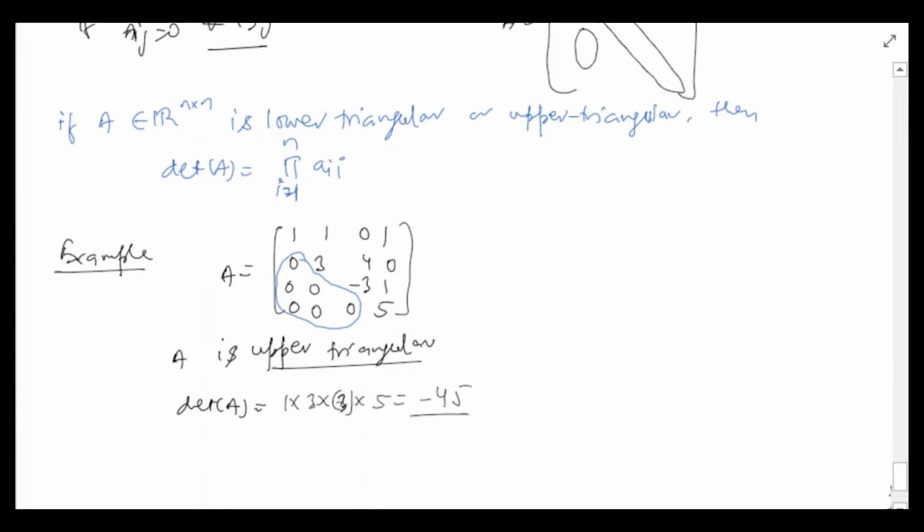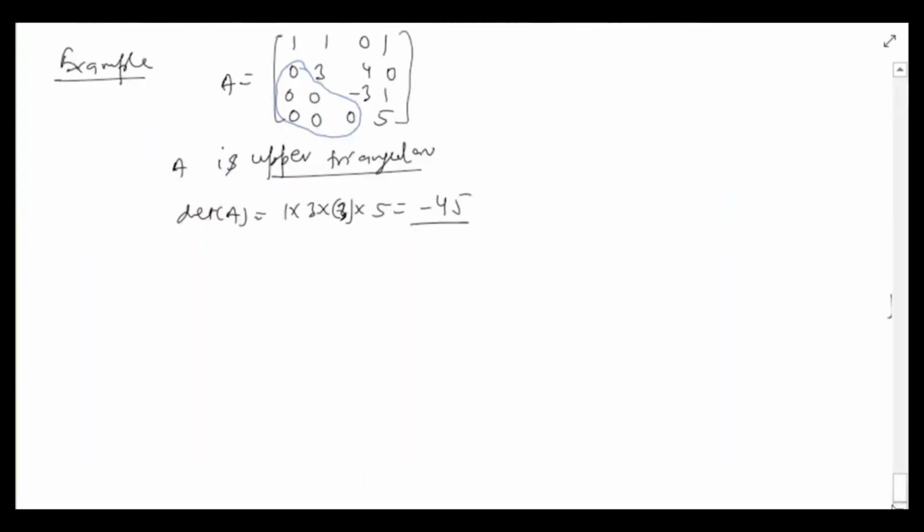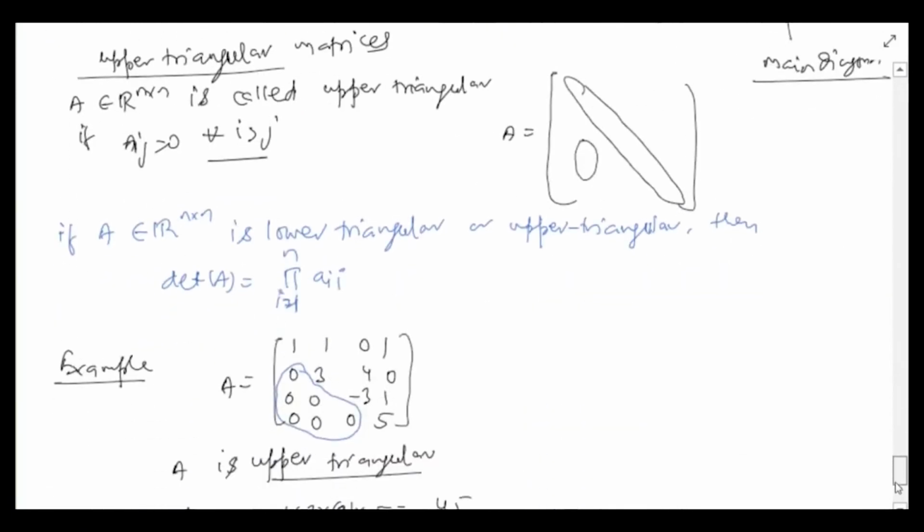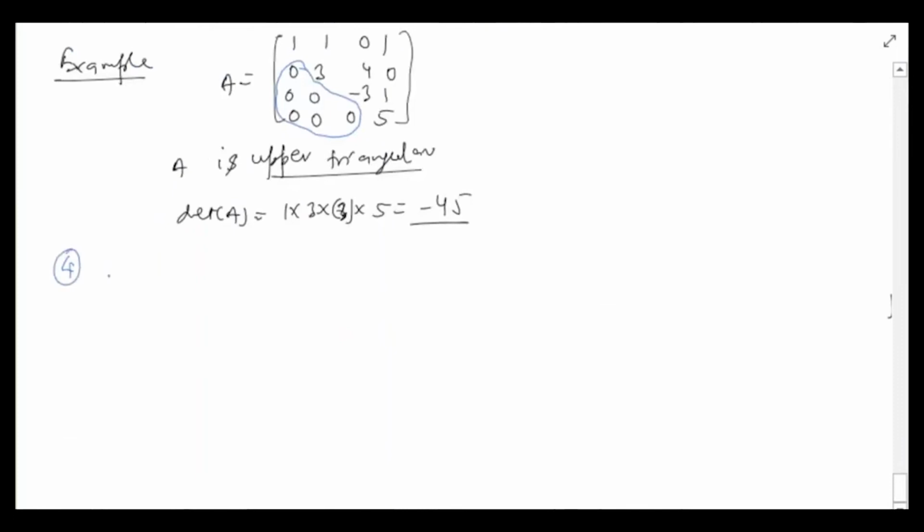We now move to the next property of determinants, which says that determinant of A is same as determinant of its transpose. So this is number 4, which says that determinant of A is same as determinant of A transpose.